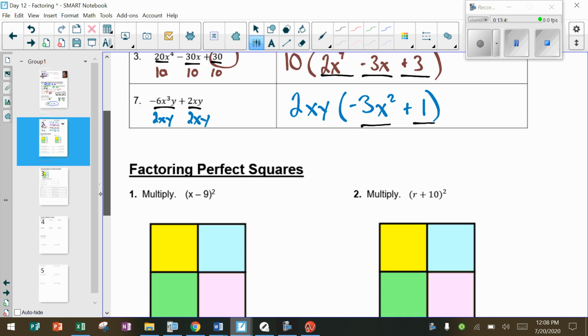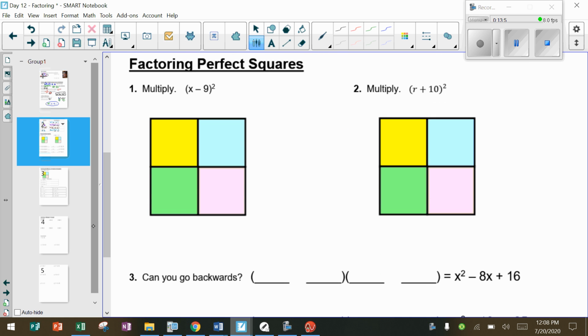Next, we're going to factor perfect squares. Now, a perfect square means something squared, something times itself. So, before we factor perfect squares, let's practice multiplying perfect squares. Now, a perfect square is something times itself, so x minus 9 squared technically means x minus 9 times the second x minus 9.